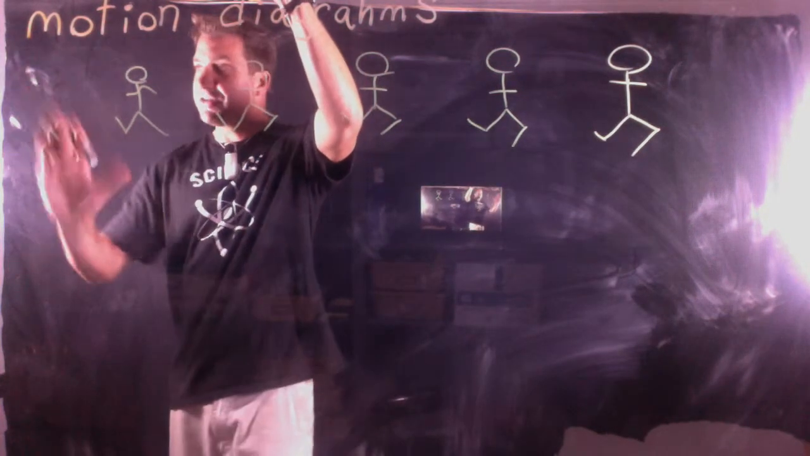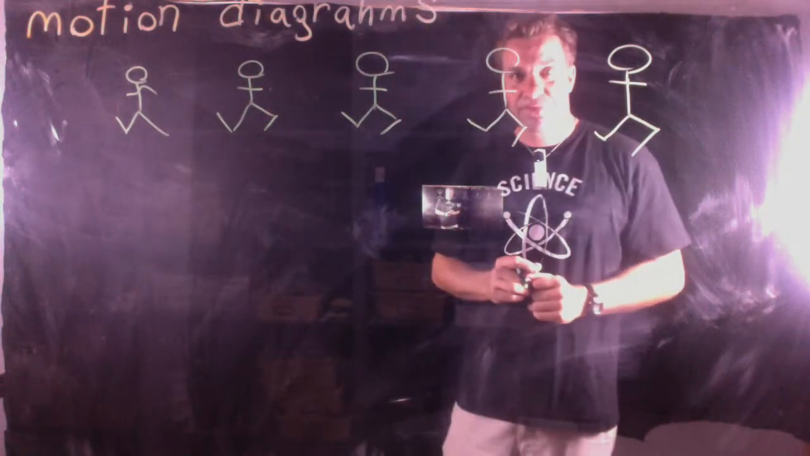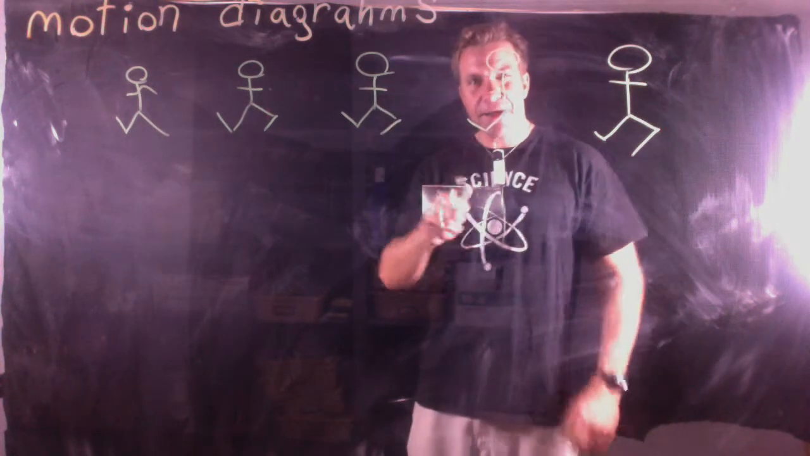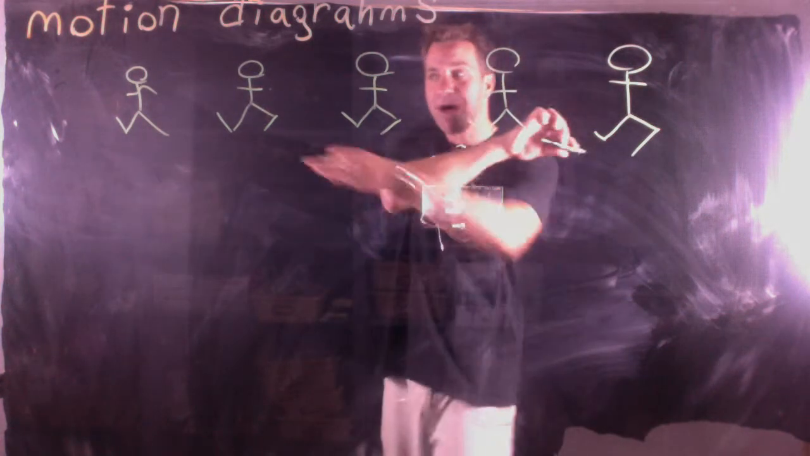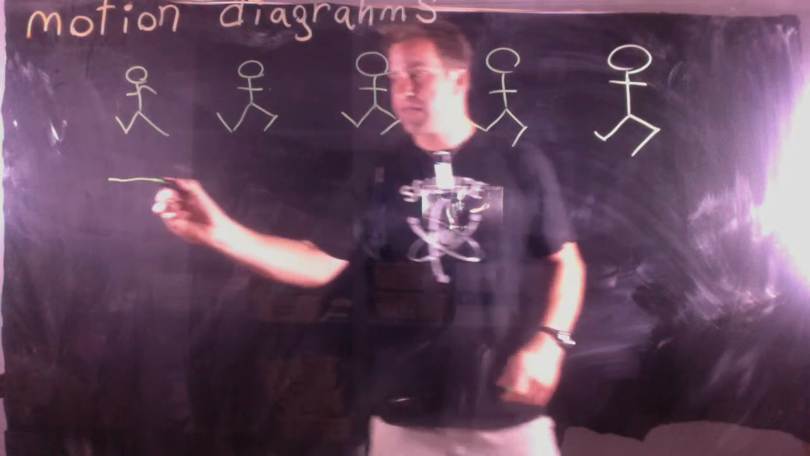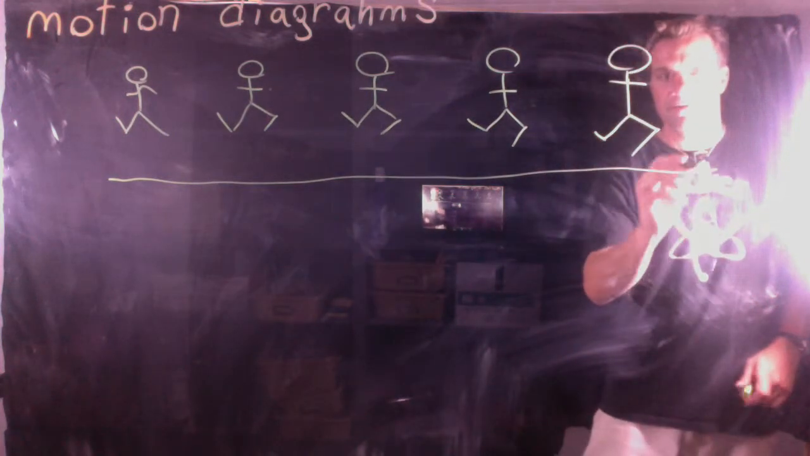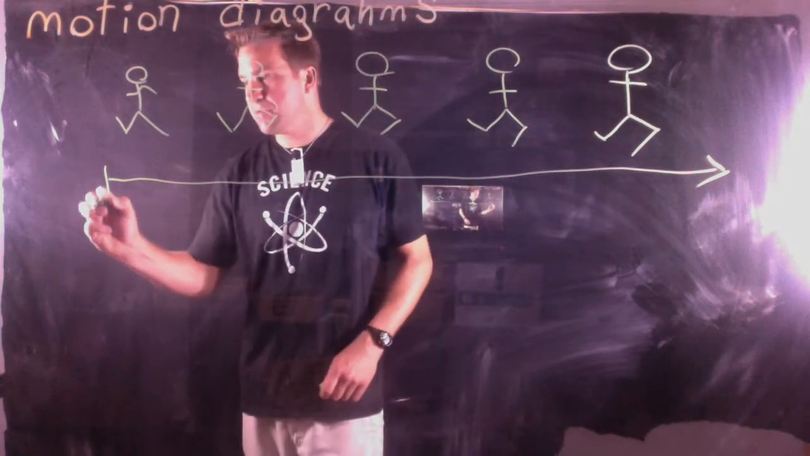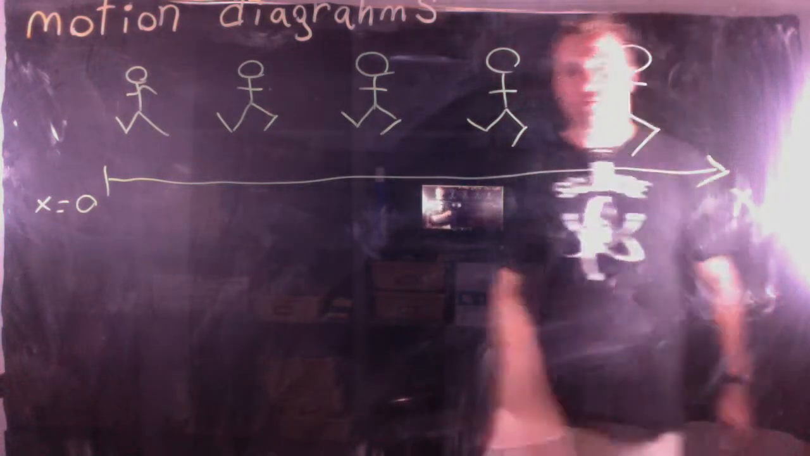Is their position, this person's position, increasing or decreasing? If you said increasing, you might have hesitated because we didn't decide which direction was positive and which direction was negative. So we have to do that first. Let's say that this is positive, to the right. And we'll just start this out as x equals 0.